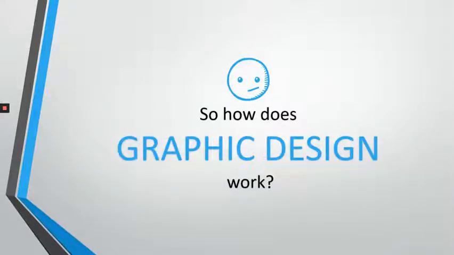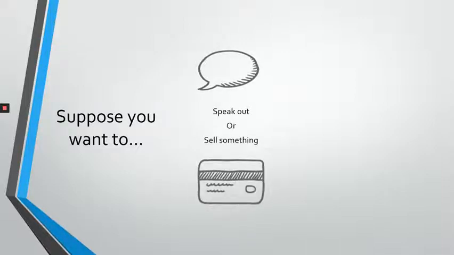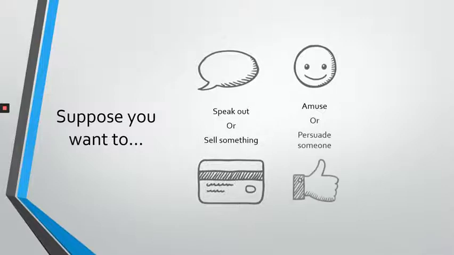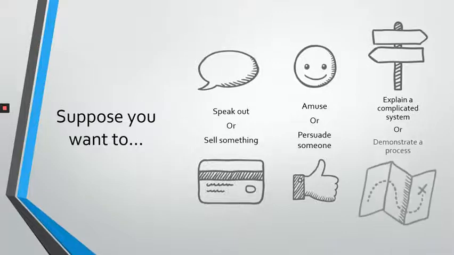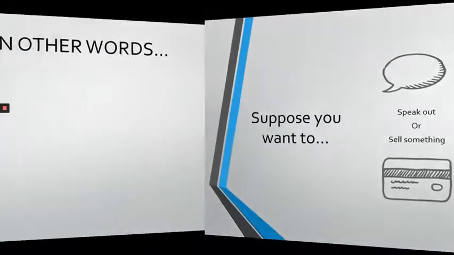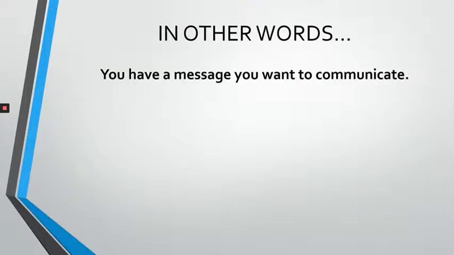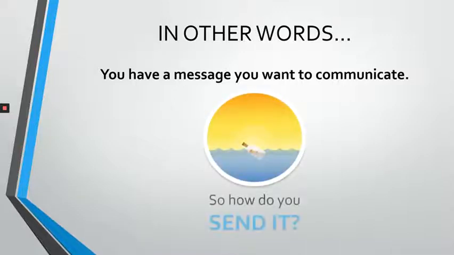So how does graphic design work? Let's break this down into some simple steps. Suppose you want to speak out or sell something, amuse, or persuade someone. Explain a complicated system like instructions, or demonstrate a process. In other words, you have a message you want to communicate. You've got to tell someone something.